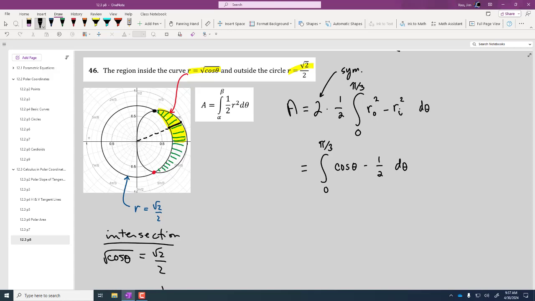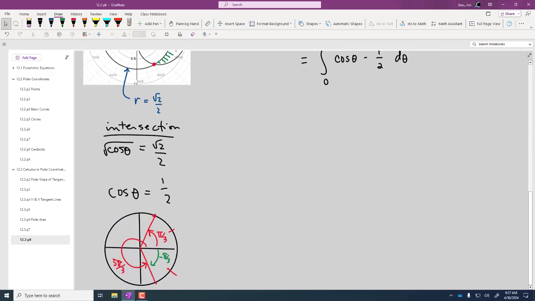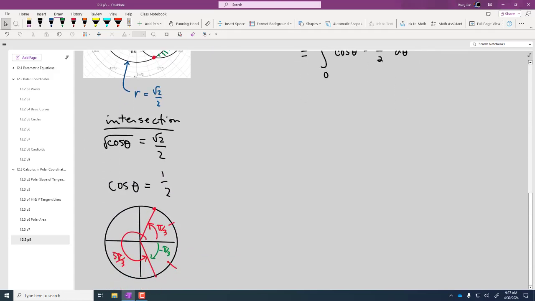When you did the intersection, why did cosine pi over 2, square root of 2 over 2, or cosine theta, why did square root 2 over 2 turn into 1/2? Because we squared both sides.